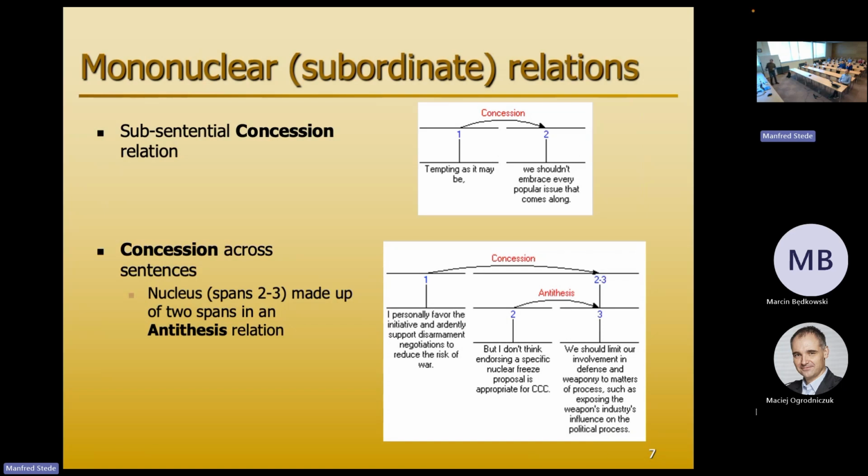Concession can also appear in larger units. "I personally favor the initiative. However, I don't think endorsing a specific freeze proposal is now a good idea. Instead, we should limit our involvement and do something else." Here we have a local antithesis relation. I don't think we should do this. Instead, we should do this.